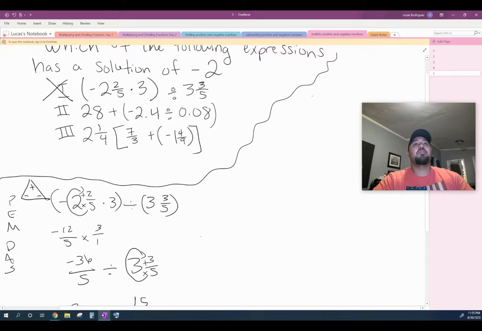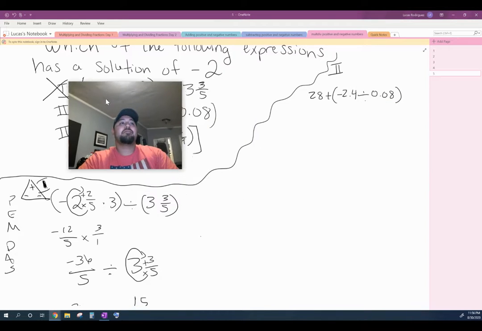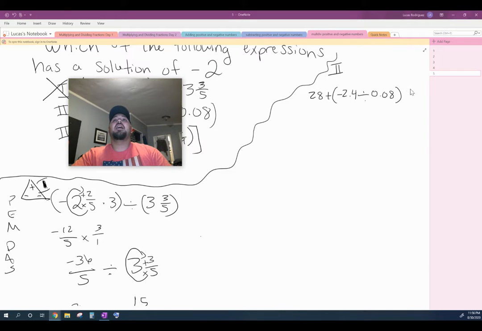So let's work on Roman numeral 2. So this is Roman numeral 1. Now we're going to work on Roman numeral 2. So this is going to be 28 plus negative 2.4. And we're going to divide that by 0.08. Let me get out of the way here. So I need to write down my PEMDAS because I don't want to get confused or lost on my order of operations. I'm also going to, since I see I'm dividing here a negative and a positive, I'm going to write this down. So I have a negative and a positive. I need to do my parentheses first. So I divide these two. So I can still divide it the same way.